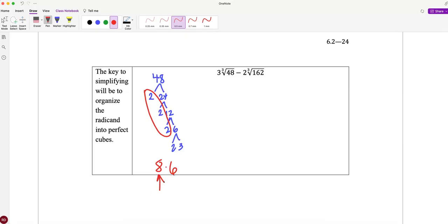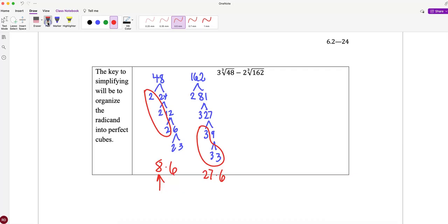If I look at 162, that is 2 times 81, which is 3 times 27, which is 3 times 9, which is 3 times 3. My perfect cube here is right there. Okay, so this is 27 times 6. That's how I get my perfect cubes.